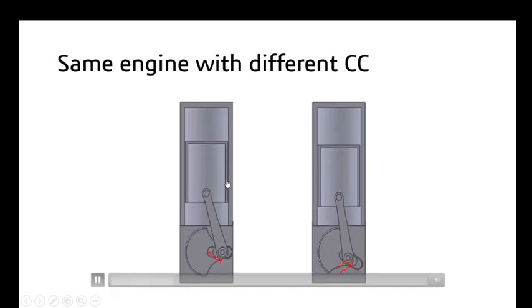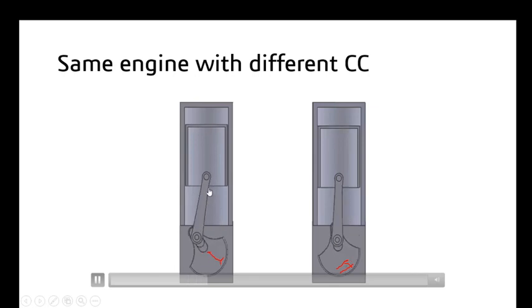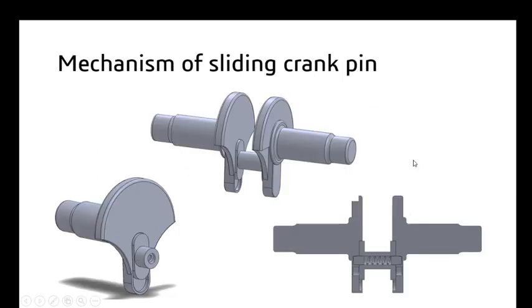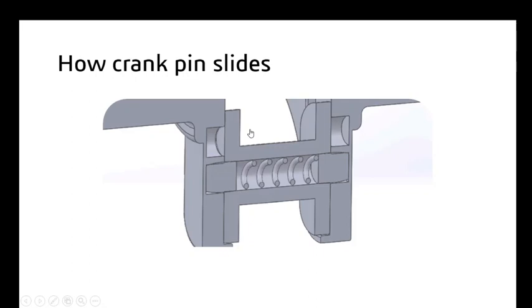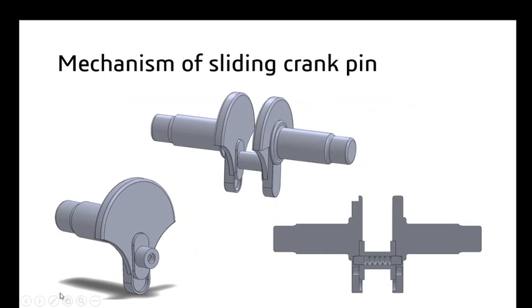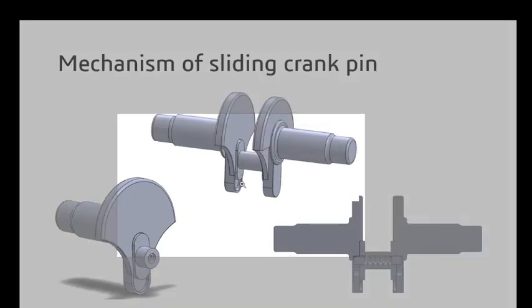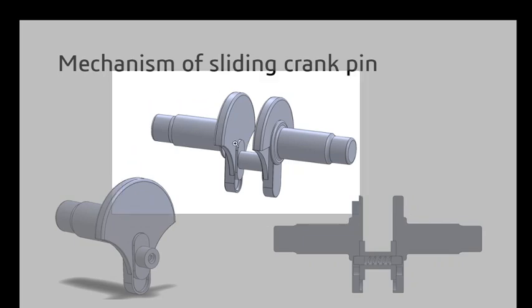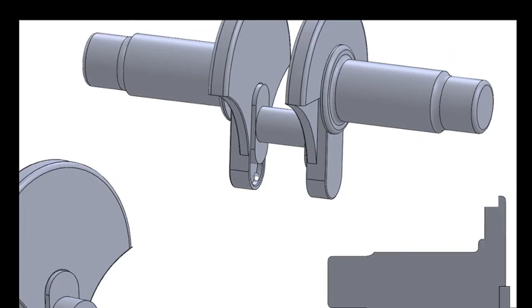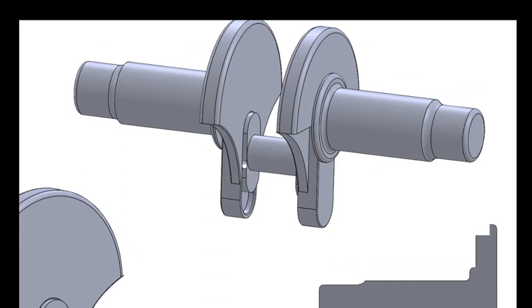Here you can observe that this is the high cc mode, and this is the low cc mode. This is the crank pin sliding mechanism. This is the actual crankshaft. As we see, this crankshaft has the crank pin sliding mechanism. The normal crankshaft does not have this mechanism. This is the slot we have. In this slot, the crank pin will slide up and down, so that the high cc engine and the low cc engine can be enabled easily.